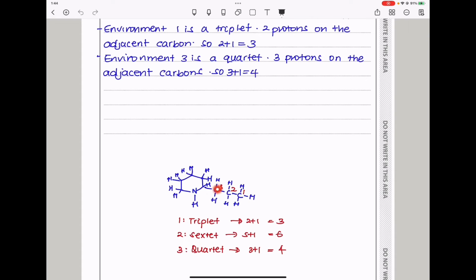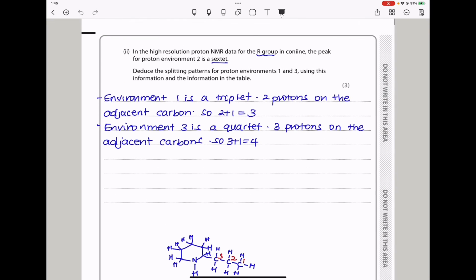In this environment here, we have this carbon that has 2, and we have this carbon that has 1. So that is 3. 3 plus 1 gives us 4. So these protons are going to be a quartet. So here I said environment 1 is a triplet, 2 protons on the adjacent carbon. So 2 plus 1 is equal to 3. This is using the n plus 1 rule. And environment 3 is a quartet, 3 protons on the adjacent carbons. So 3 plus 1, this is the n plus 1 rule, gives us a 4, meaning quartet.